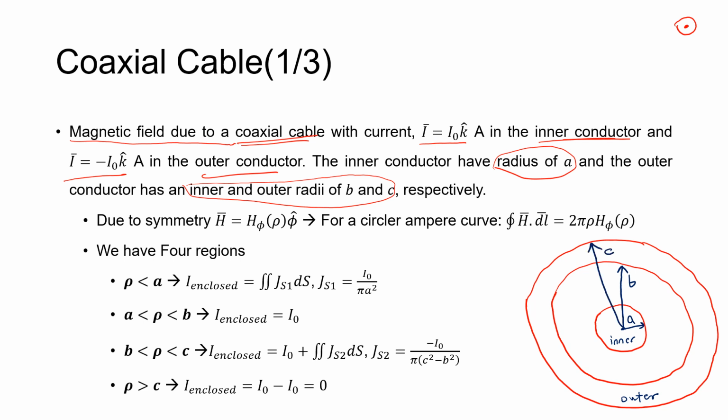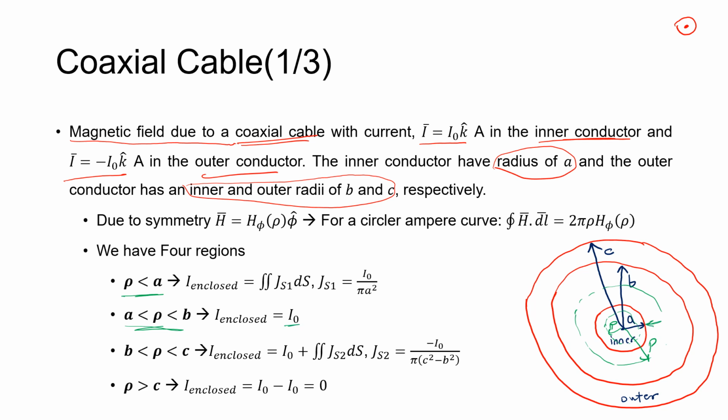Now we will notice that we have four different areas where we can calculate the magnetic field. The first area is inside the inner conductor, if your Ampere surface has rho, I mean the radius of the circle, less than a. The second area is when your Ampere surface has rho larger than a but still less than b. This area. In that case, this is easy. You will have I enclosed equal to the current inside this conductor, which is I naught.